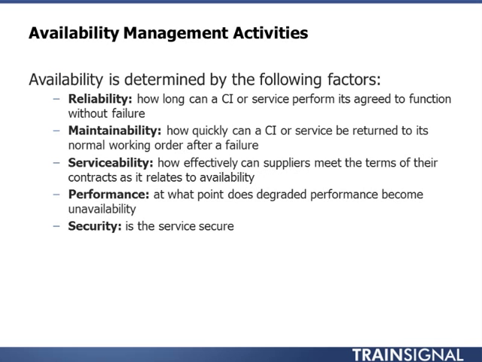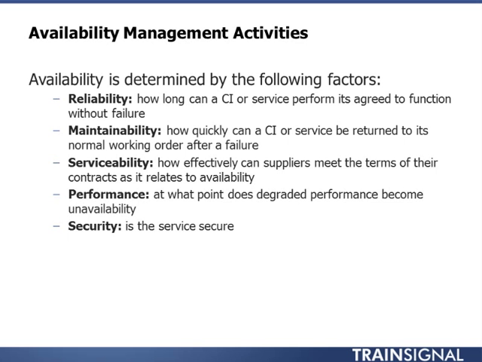Availability is determined by the following factors and their key components to understand. Reliability is a measure of how long a CI or service can perform its agreed-to function without failure. One of the critical metrics at a component level is mean time between system incident as a measure of reliability. How long can the CI or service function before it's expected to fail? Maintainability is how quickly can a CI or service be returned to normal working order after a failure has occurred. Serviceability is how effective can suppliers meet the terms of their contract.